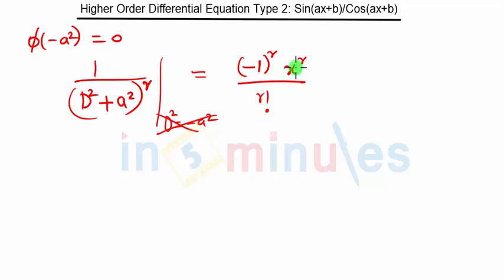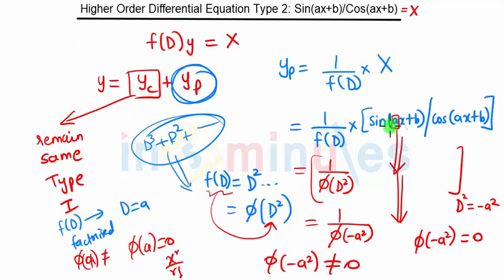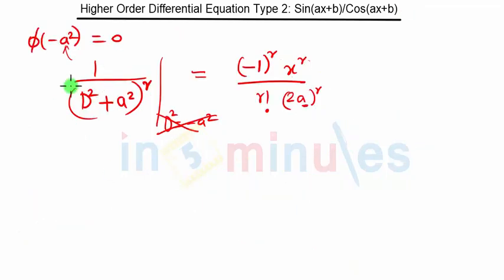This is a very complex equation. Here we have 1, 2, 3 terms. Minus 1 raised to r times x raised to r upon r factorial is of type 1. Here we add two things: minus 1 upon r, and 2 into a, the whole raised to r. What is a? From here we take a, which is nothing but this a. So this will be the solution when our phi of minus a squared becomes 0.